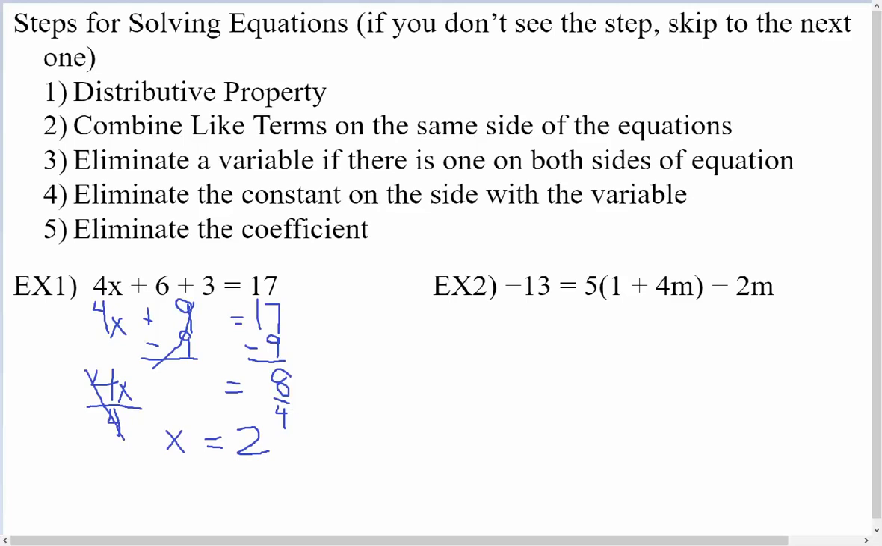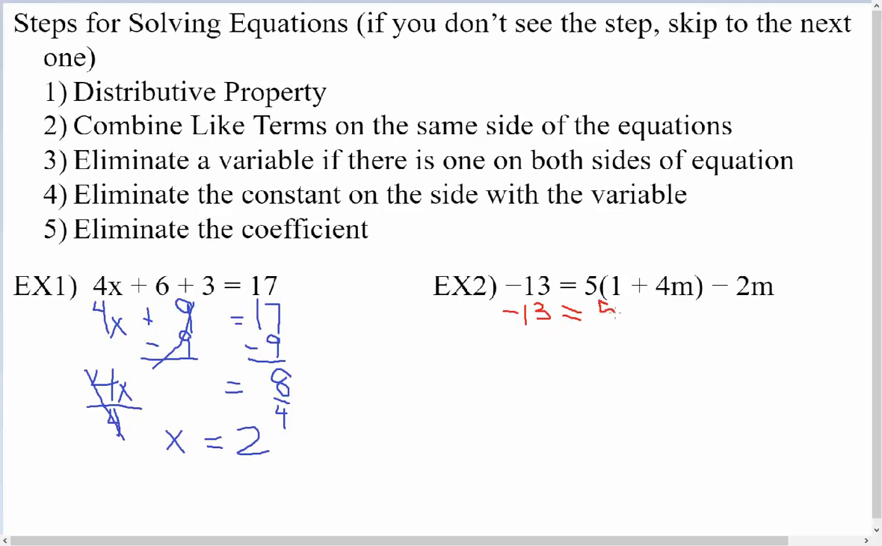So all in all, not too terrible. So let's go into one that's a little more involved. So step 1 on example 2, distributive property. I see 5 times the quantity of 1 plus 4m. So we have to multiply each term on the inside of those parentheses by the 5.